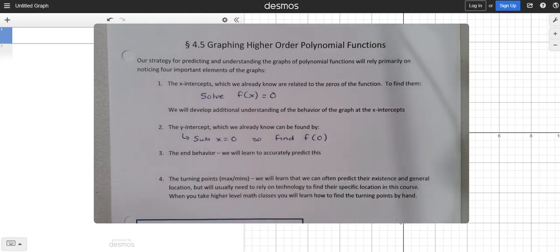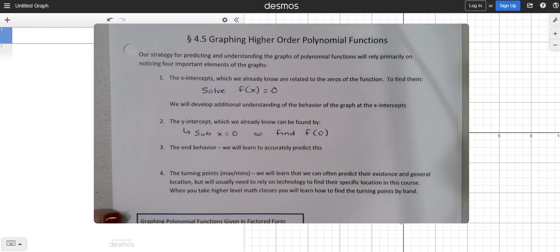The end behavior. We've talked about end behavior a few times this semester already, and we can predict it for certain types of functions, right? We know how to predict end behavior for quadratics. We know how to predict it for power functions like x cubed, x to the fourth, x to the fifth, and so on. We're going to talk more generally about how to predict end behavior for our polynomial functions.